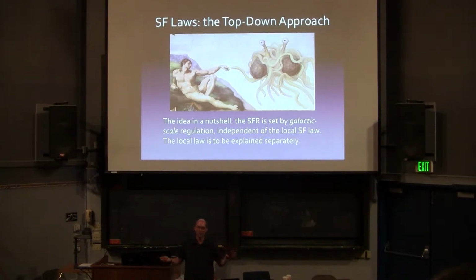That's totally independent of what happens on 1 parsec scales. You could change what happens on 1 parsec scales arbitrarily. It wouldn't really affect the star formation rate on large scales. So that's one way of coming at the problem, or one theoretical approach.